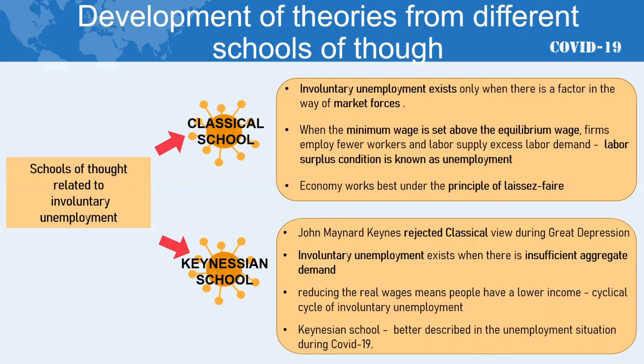Second is the Keynesian school. John Maynard Keynes rejected the classical view during the Great Depression. So, involuntary unemployment exists when there is insufficient aggregate demand, and reducing the real wage means people have a lower income, which makes a vicious circle of unemployment. As a result, the Keynesian school better describes the employment situation during COVID-19.